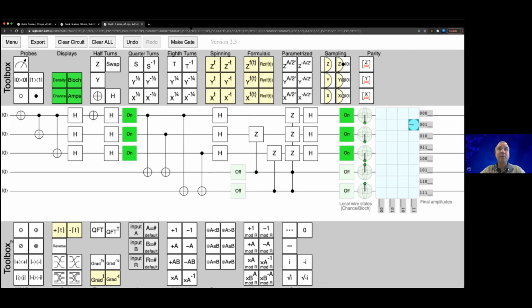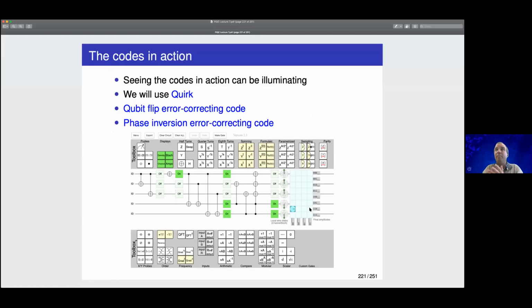Okay, so we need something that protects against both kinds of errors. Because if I only use one of the codes, then I'm protected against one kind of error, but maybe the other one is happening. And if I choose the other protection against phase inversion, then if a qubit flip happens, I'm not protected. Can I protect my qubits against both kinds of errors?